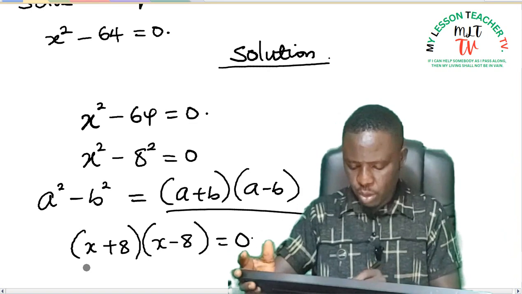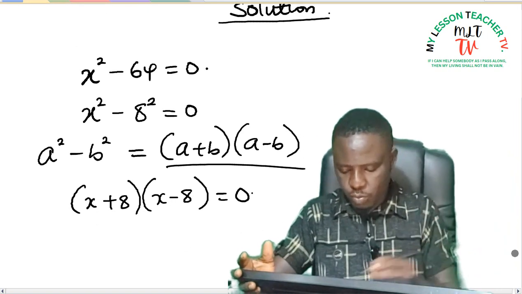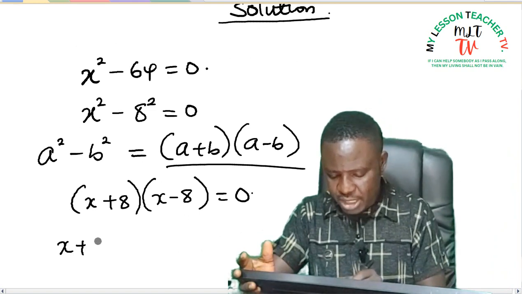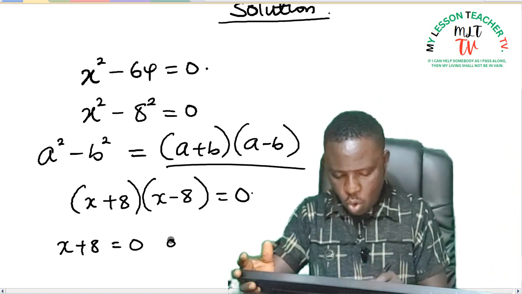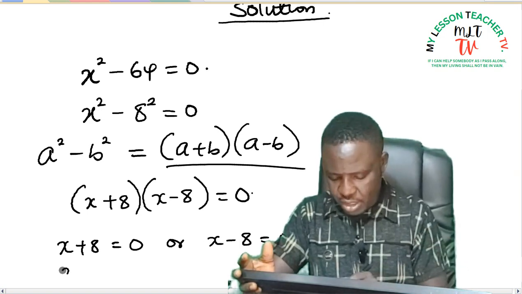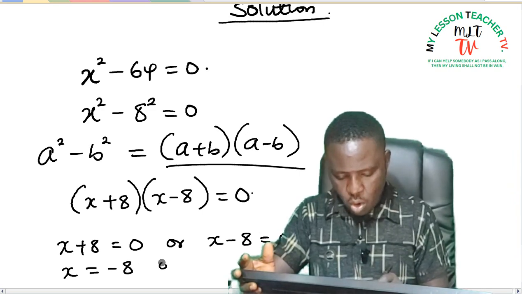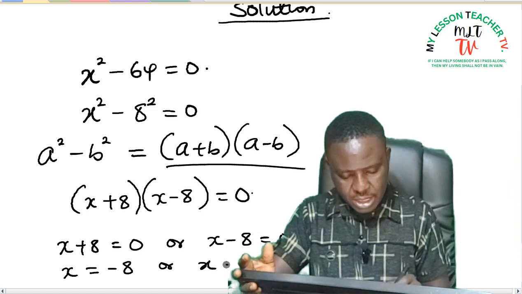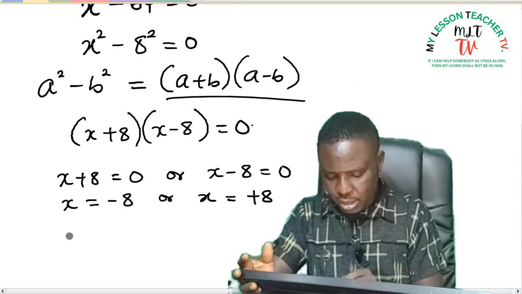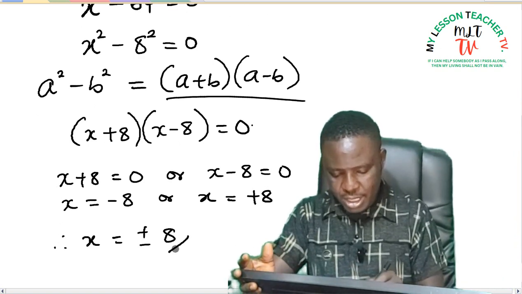Now, remember, if 2 expressions are multiplied to be equal to 0, it is either x plus 8 is equal to 0 or x minus 8 is equal to 0. So if x plus 8 is equal to 0, it therefore means that x is equal to minus 8, or x is equal to plus 8. And this is said to be x is equal to plus or minus 8.